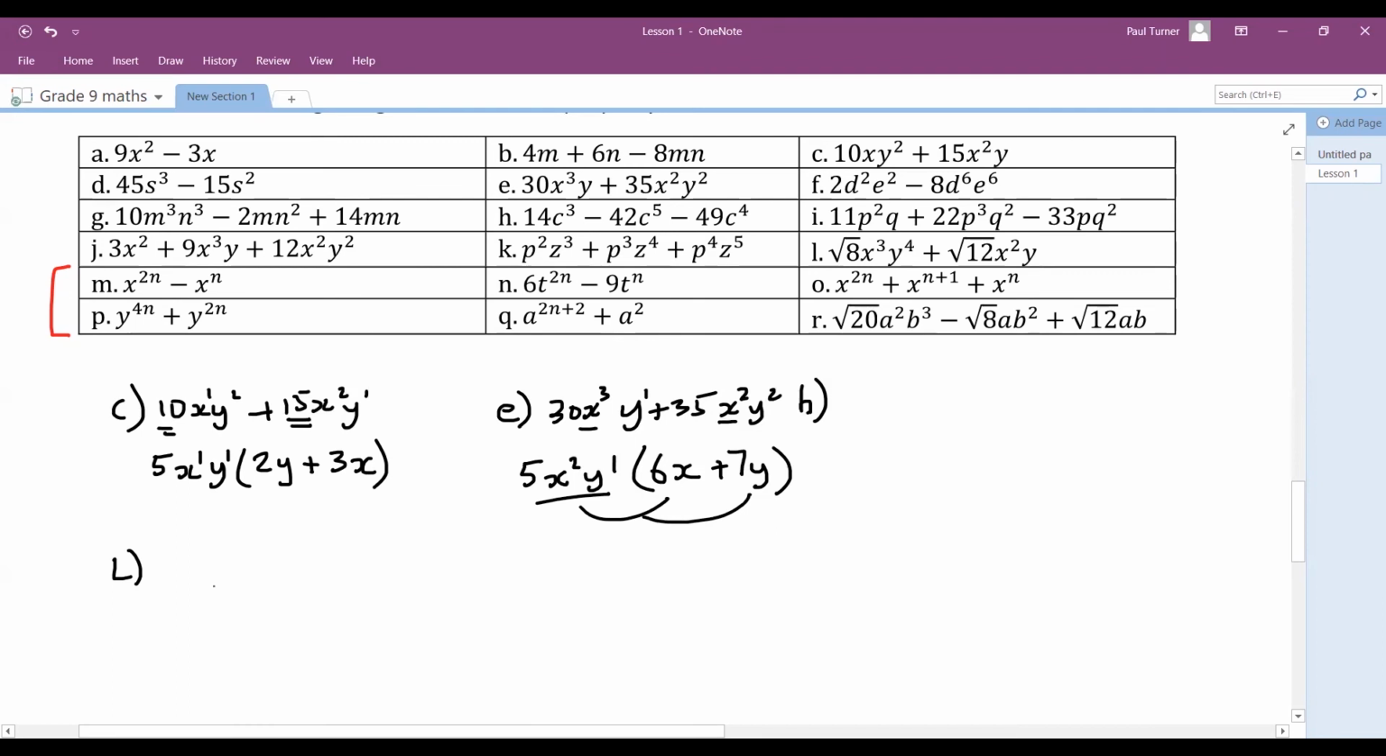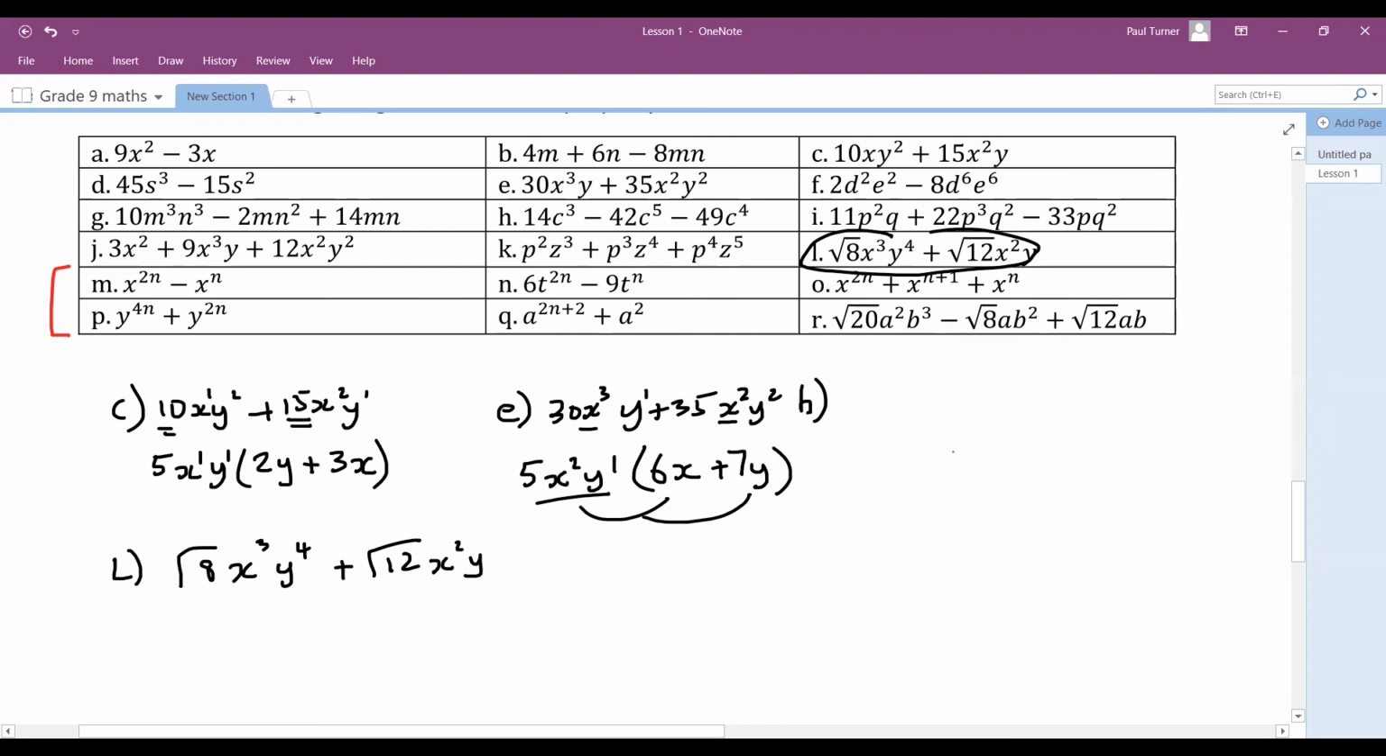Question L. Okay, so this one here, these other questions are done the same way. So you try them and then you'll get the answer later. So we've got root 8. So maybe you're a bit confused about these roots. X cubed, y4. So you should probably watch this one if you're still working. Root 12, x squared y.